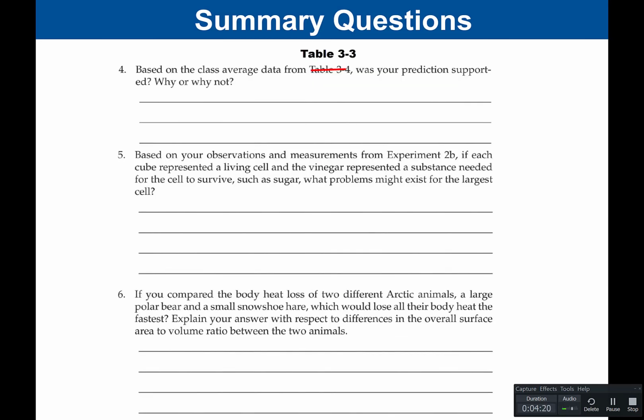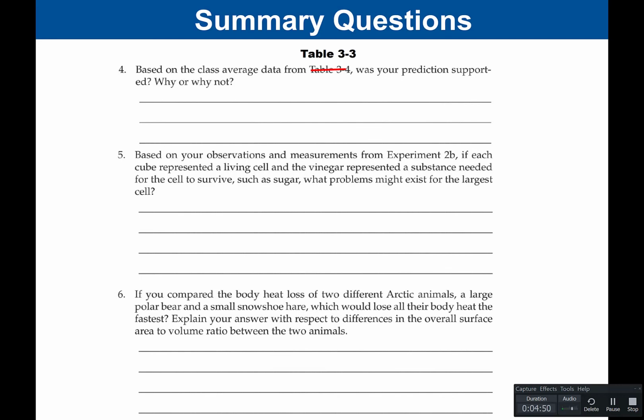So for number 4, based on your class average data, you're not using your class average data, you're using your own data. Was your prediction supported? Why or why not? So you were supposed to predict which surface area to volume ratio would have the faster rate of diffusion. Hopefully you read through your lab and you saw that. And then you're going to answer what your prediction was, and if your prediction was supported, why or why not.